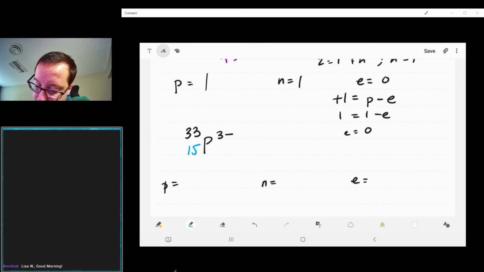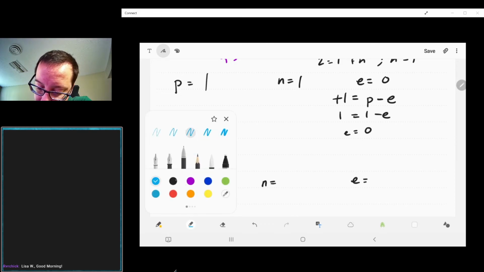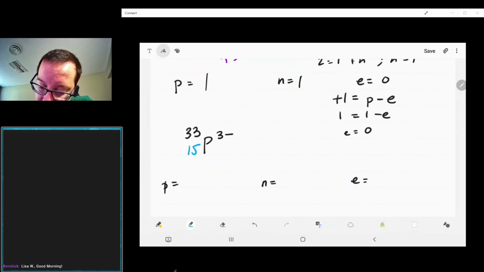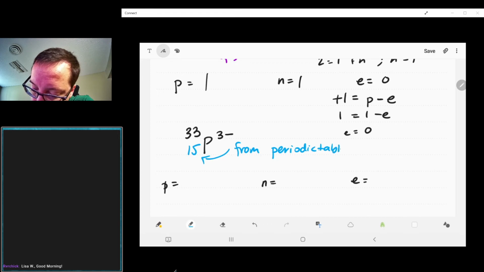So with that in mind, note, again, we got this number from the periodic table. So we're able to see that phosphorus is 15. So that tells us that phosphorus has 15 protons. Remember that the identity of your element is dependent on the number of protons.